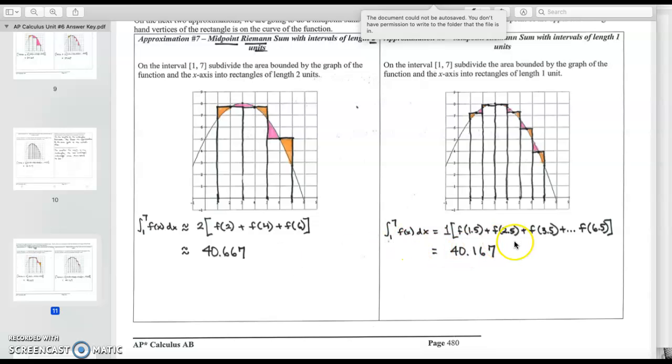And likewise with this one, because now it's widths of 1. And any one of these could show up on an AP exam. And I'll pick it up right after this video for the second one.